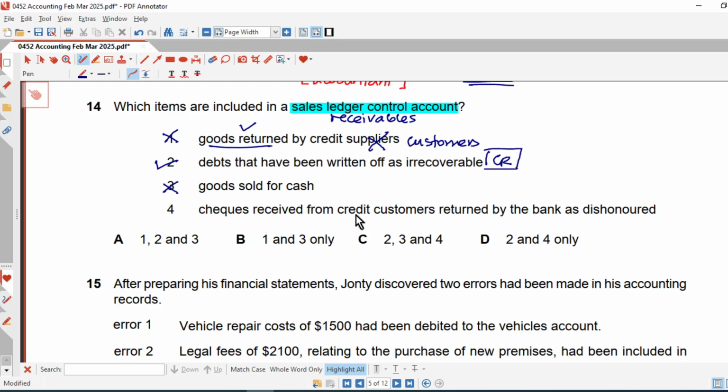Checks received from credit customers and returned by the bank as dishonored. That is correct. So when you have cases of dishonored checks, you have to debit the sales ledger control to increase the receivables balance back. So 2 and 4 would be your answer.